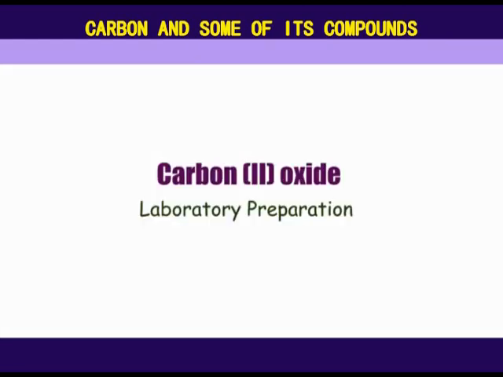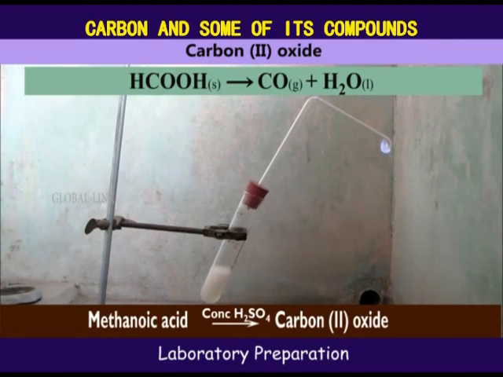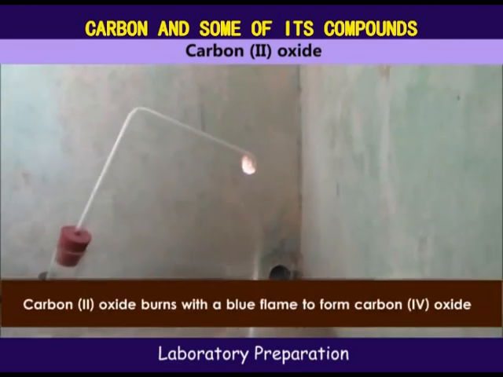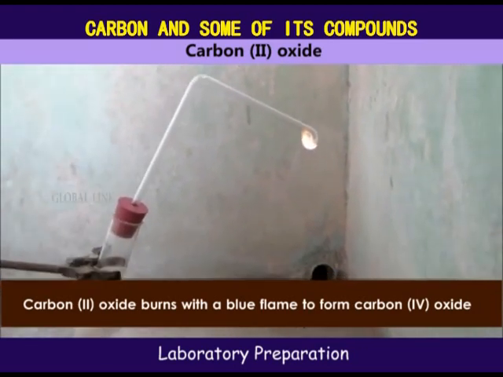Carbon 2 oxide is prepared by dehydrating methanoic acid, also called formic acid, with concentrated sulfuric acid. The gas is highly flammable and burns with a blue flame to form carbon 4 oxide.